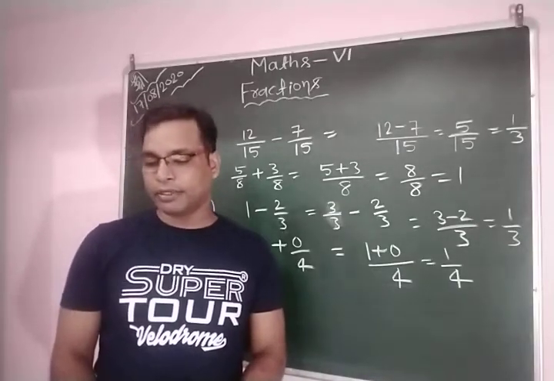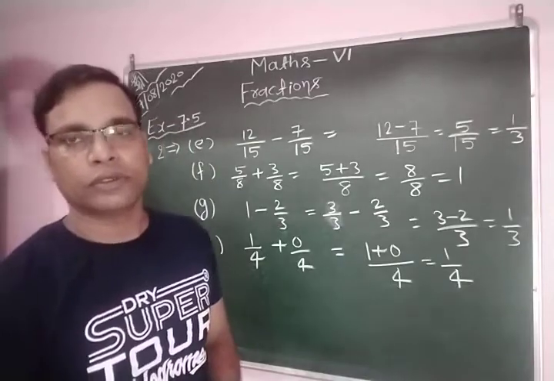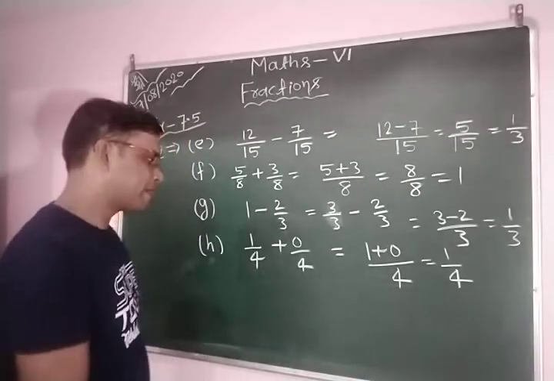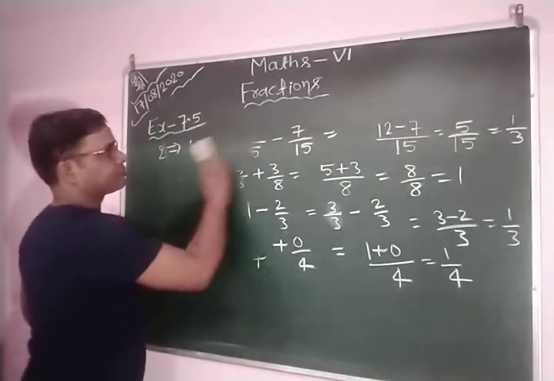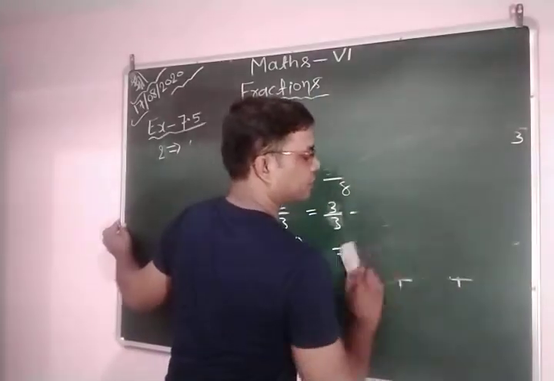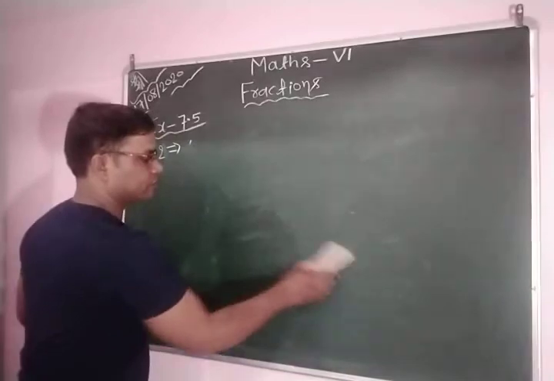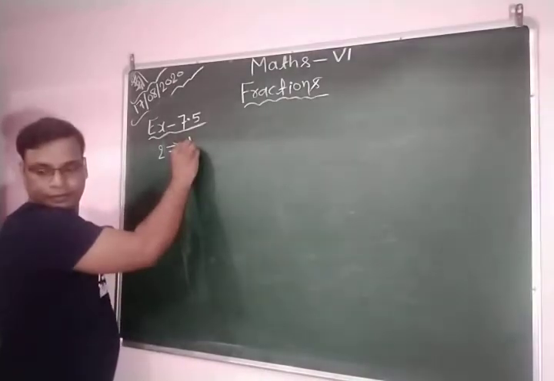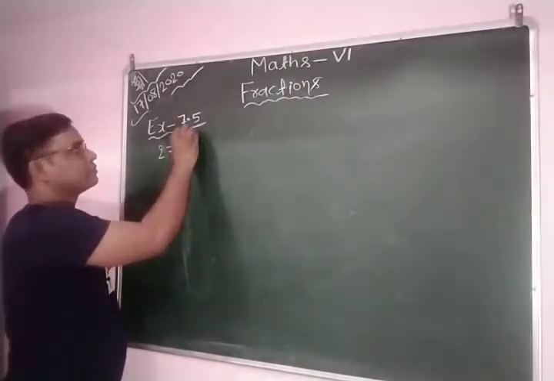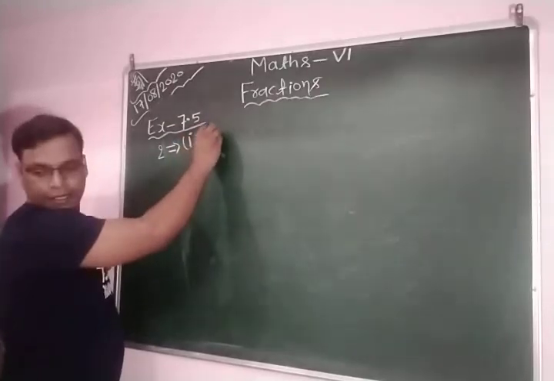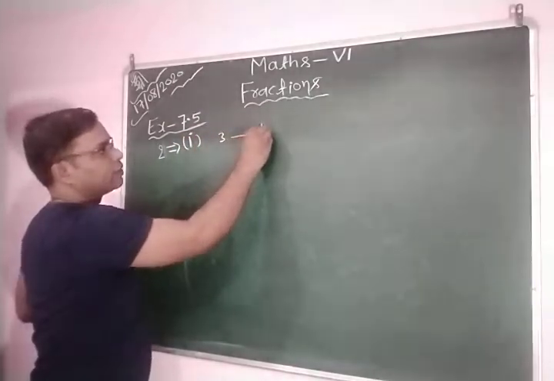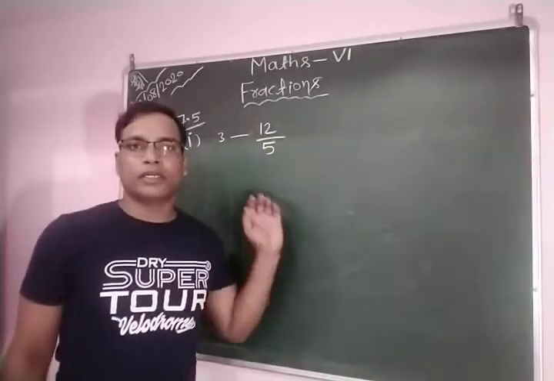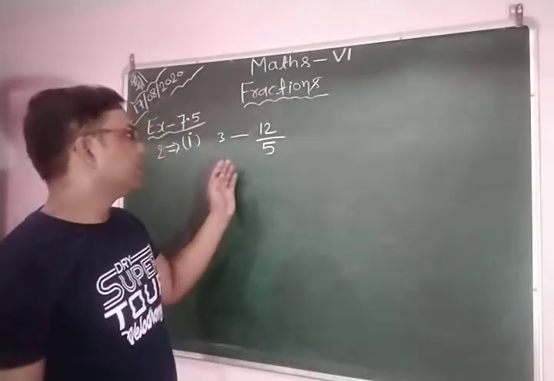Okay, last part of this question 2 is 3 minus 12 by 15. This is the i part. Okay, 3 minus 12 by 5. We need to subtract them. So this is 3 minus 12 by 5.